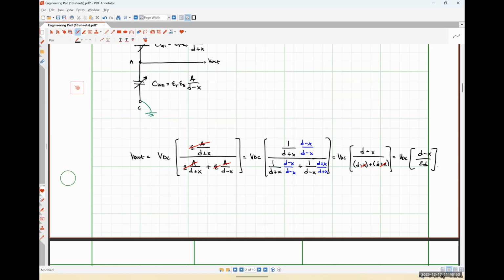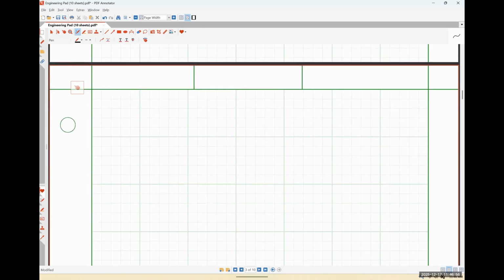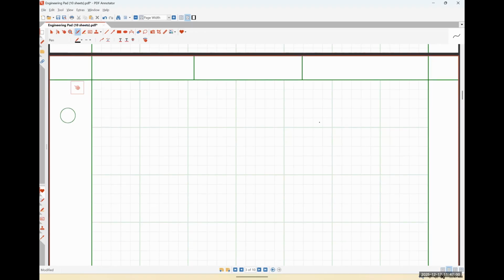So let's come down here. Okay. So most capacitive measurements are based on observing a change in the current flowing through the system.